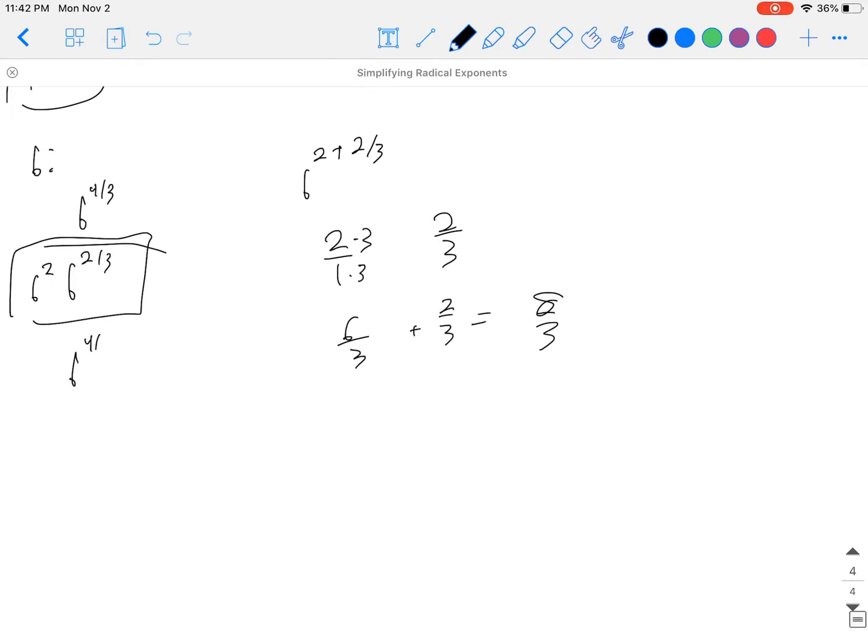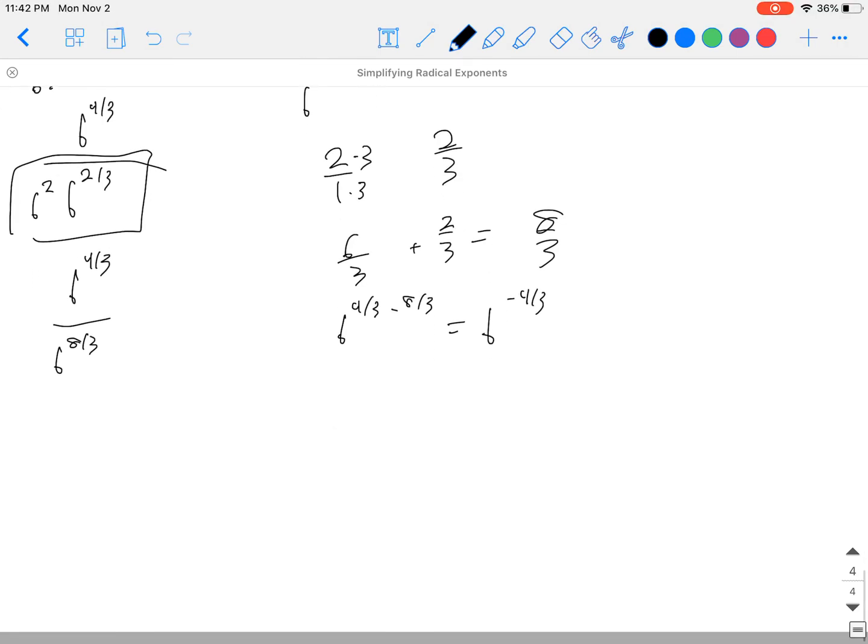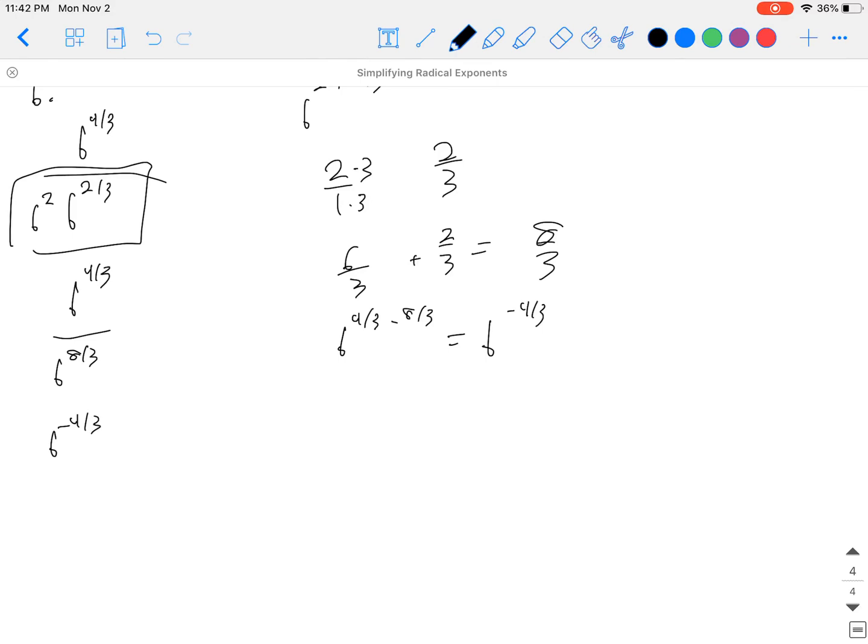So we have b to the 4/3 divided by b to the 8/3. Here we can do b to the 4/3 minus 8 over 3 equals b to the negative 4/3, giving us b to the negative 4/3. And then finally, using the inverse rule, we have b to the negative 4/3 equals 1 over b to the 4/3.